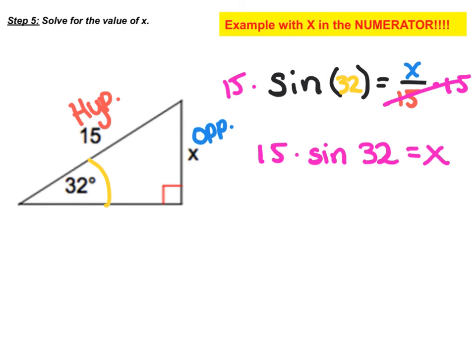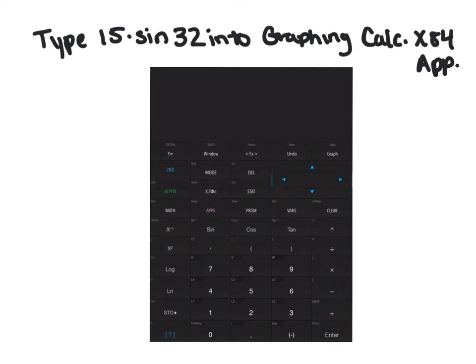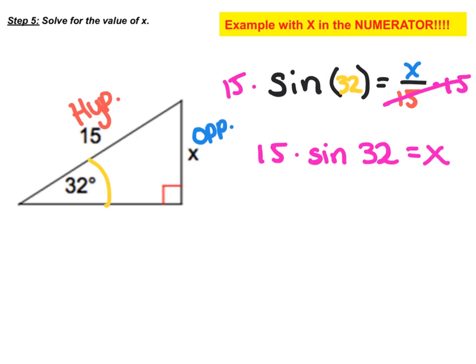Now we would have to plug this into the calculator. In order to solve if x is in the numerator, we are going to click 15 times the sine button. Again, it's in the middle of our screen. Type in our angle of 32, close the parentheses, and click enter, which gives us our answer. And that would give us our final answer of 7.949 equals x.